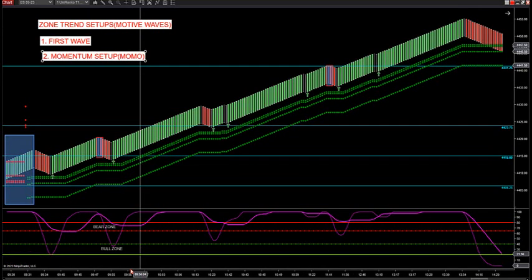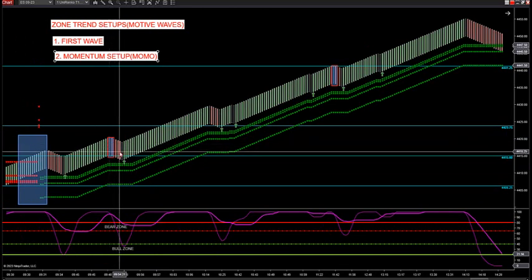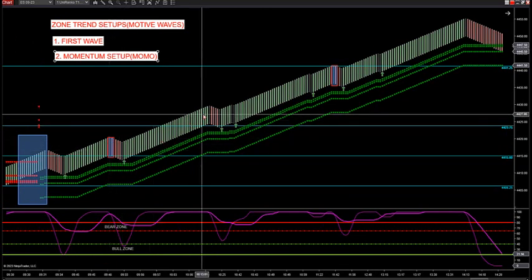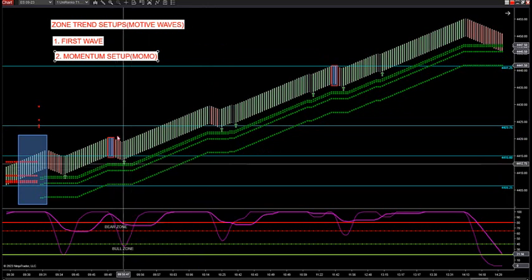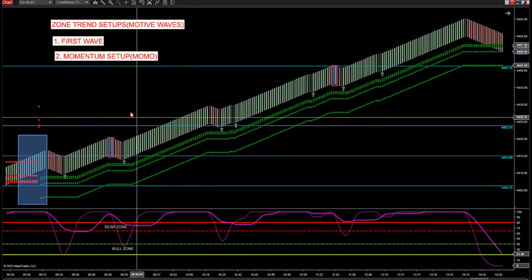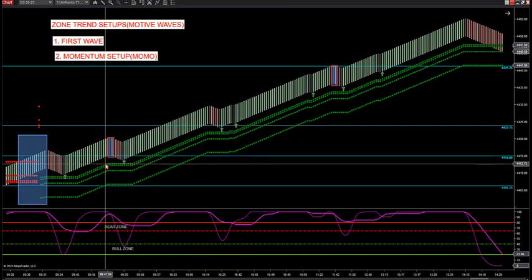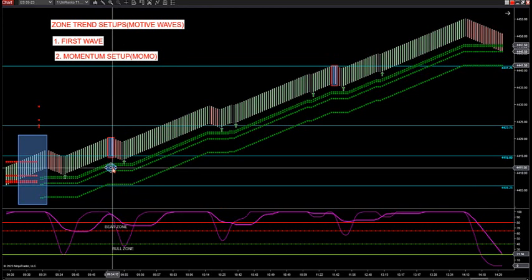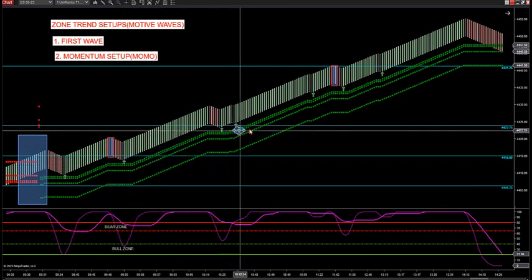So what you need is to be above the shallow zone on retracements. What that means is that if you notice, every time we got a retracement here, a red Renko reversal, they all stopped above this shallow zone before they got a green bar reversal. That tells you there's momentum in the market. So you can see this shallow zone on all these retracements.